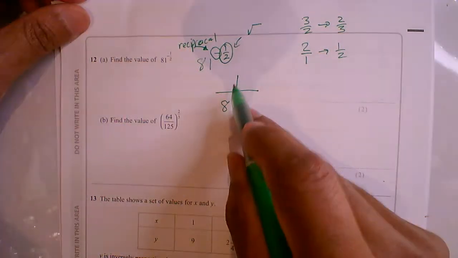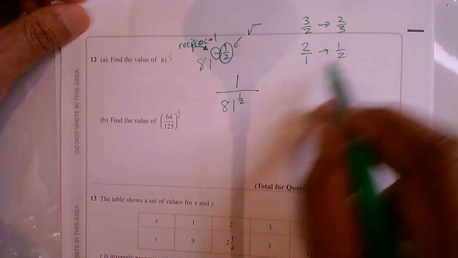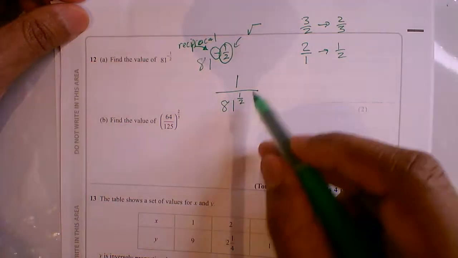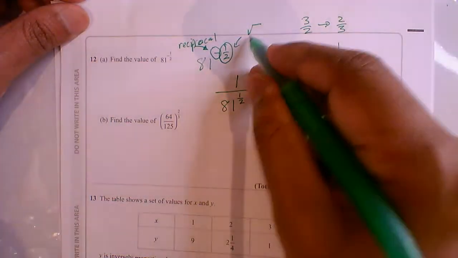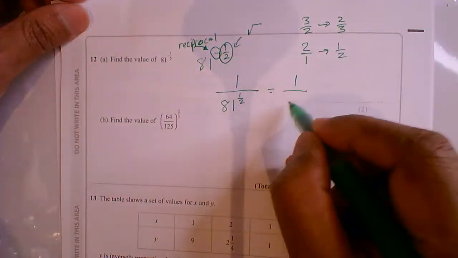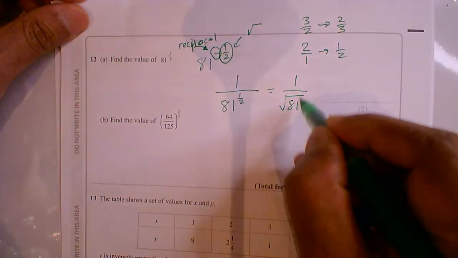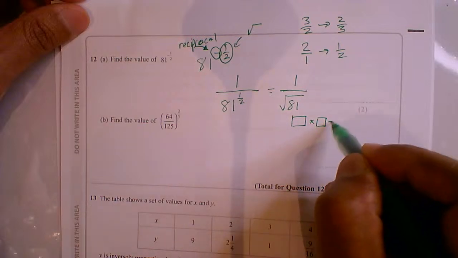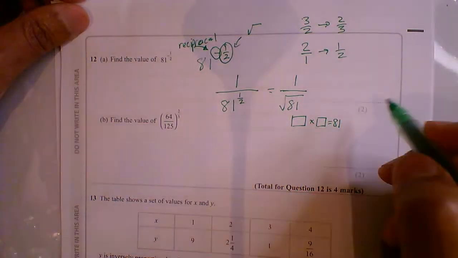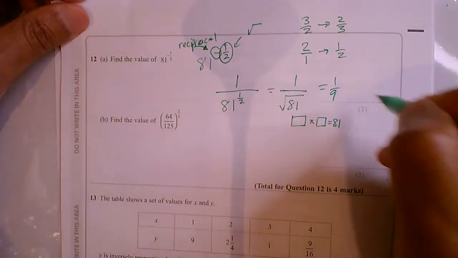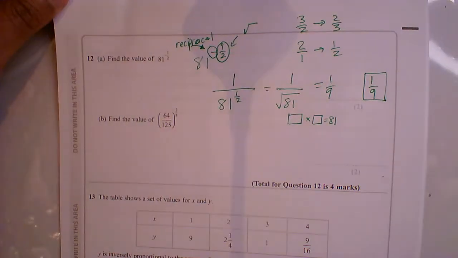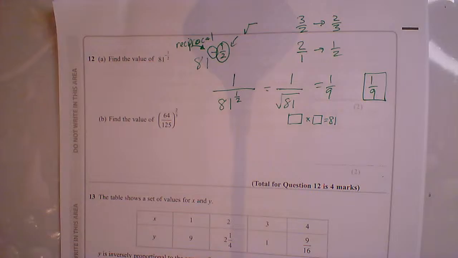Okay, so I've got the reciprocal there. You can see a 2 over 1 becomes 1 over 2. So 1 is over all of that. And now it's a square root. So I'm going to do 1 over the square root of 81. What's the square root of 81? What two numbers multiplied give me 81? It has to be 9. So that's 1 over 9. So 1 over 9 is my final answer. Nice, easy 2 marks there.